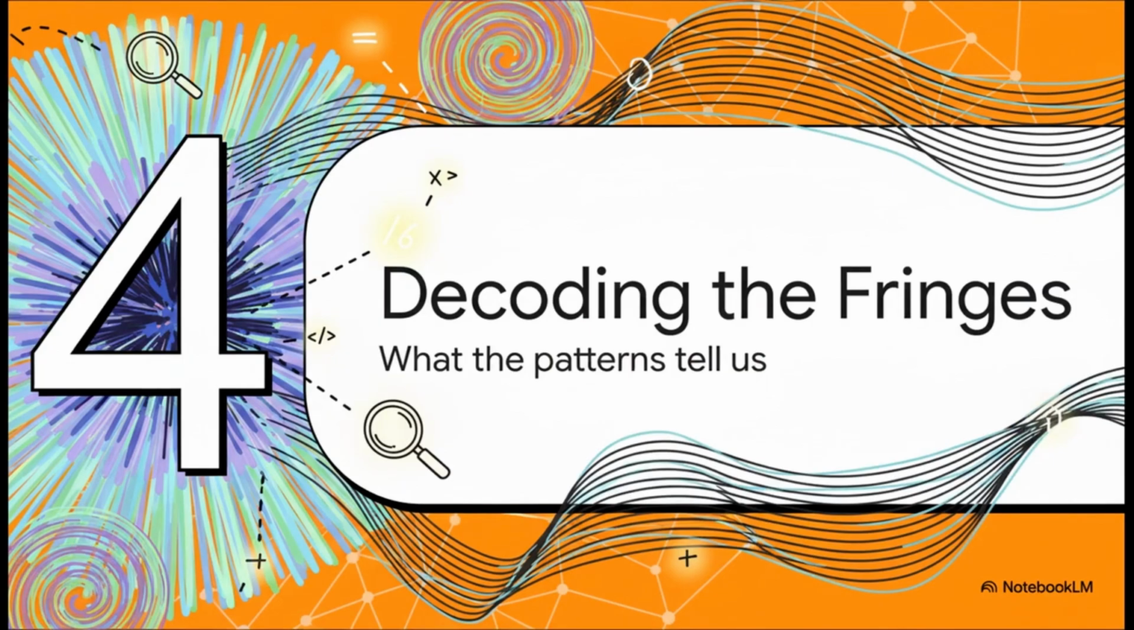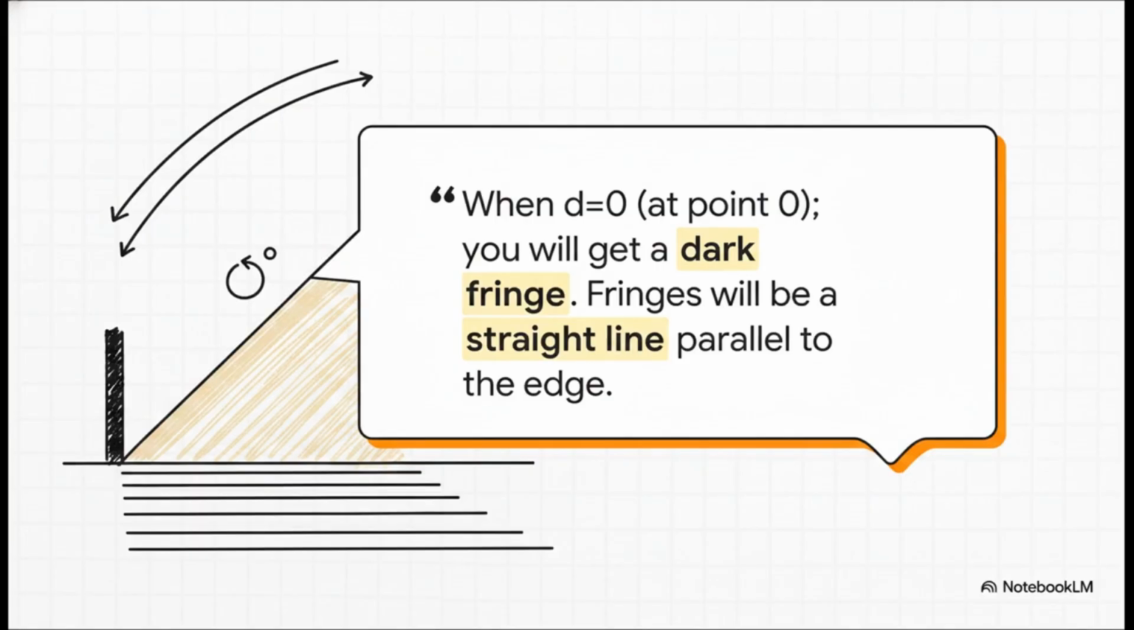These patterns aren't just pretty to look at, they are packed with information. It's like we're learning to read the language of light. The source material really nails it here. Right at the very tip of the wedge, where the two pieces of glass are physically touching, the thickness is 0. And at that point, the fringe is always dark.